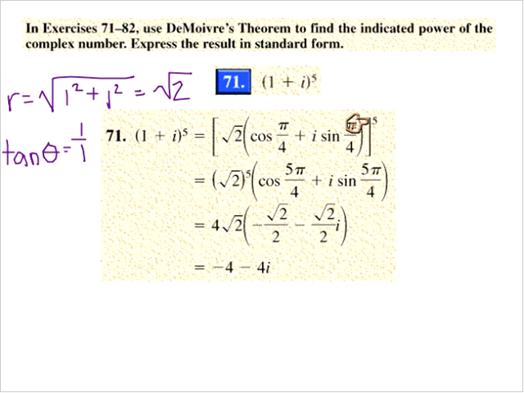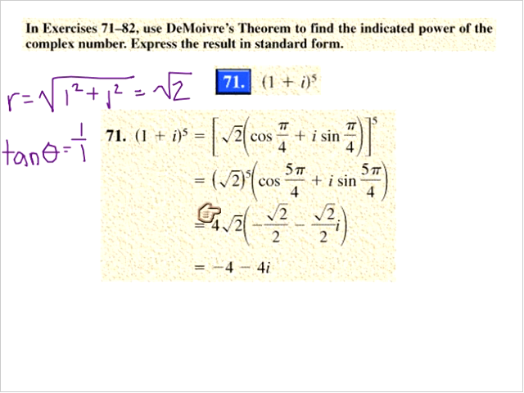So let's actually apply that 5th power now. Well, obviously it's going to come out to the square root of 2 to the 5th. And now how we can apply that to the cosine and sine is we're going to multiply by that exponent. So 5 times pi over 4, and 5 times pi over 4 is 5 pi over 4. So when we're applying it to cosine and sine, you multiply by that exponent. Okay? And now all that's left to do is simplify.